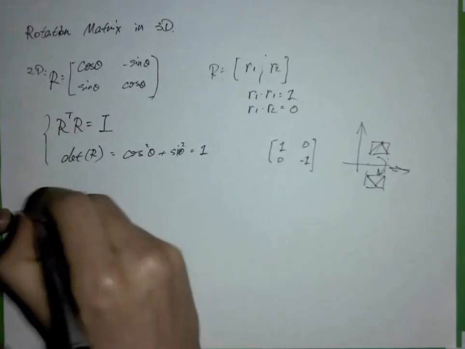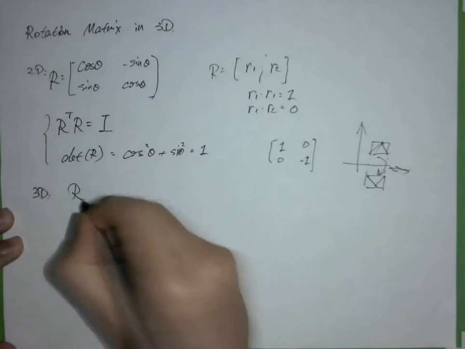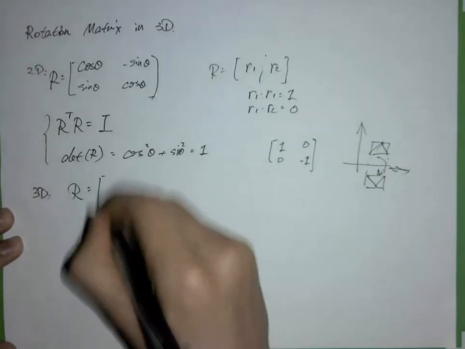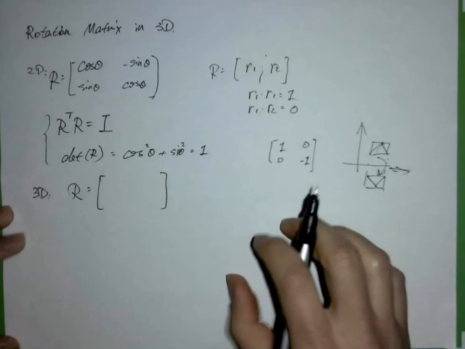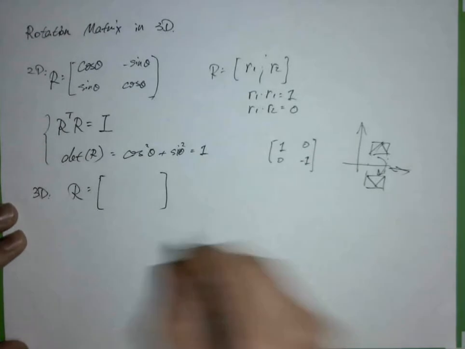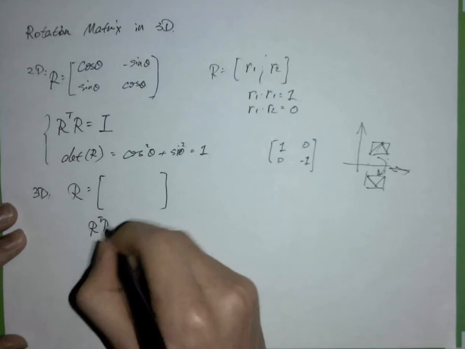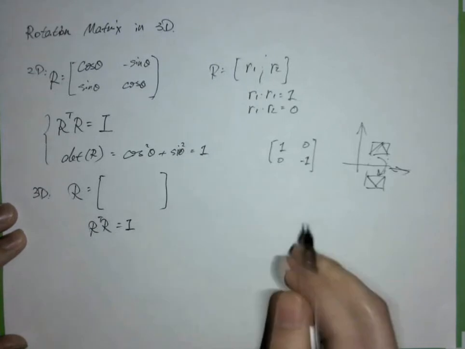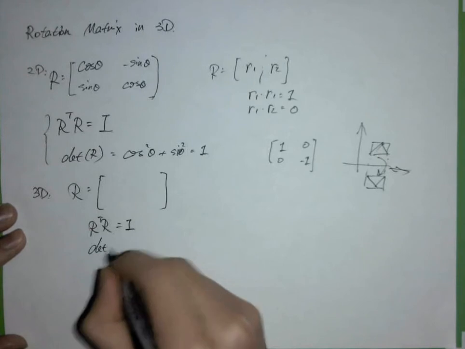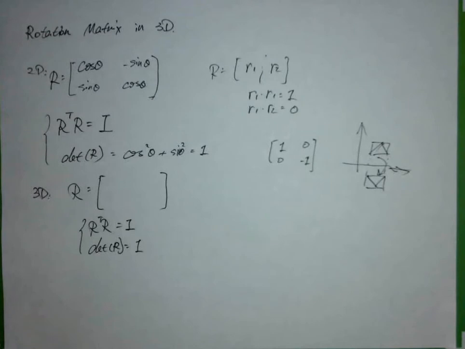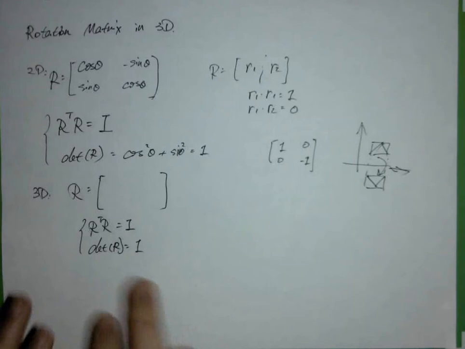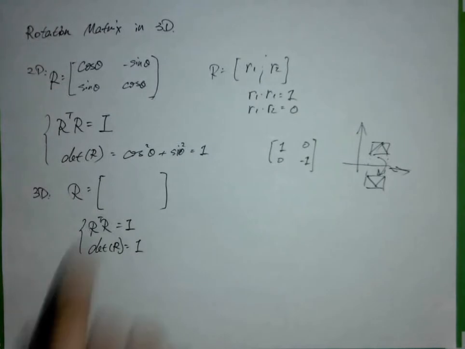In 3D, for an arbitrary rotation matrix, it's really hard to write it here because it can rotate along an arbitrary axis. But if a matrix has the property R transpose R equals identity, so it is an orthogonal matrix, and also the determinant of R equals 1, then this is a rotation matrix, and we know 100% that we can use a rotation as our transformation to get this matrix.